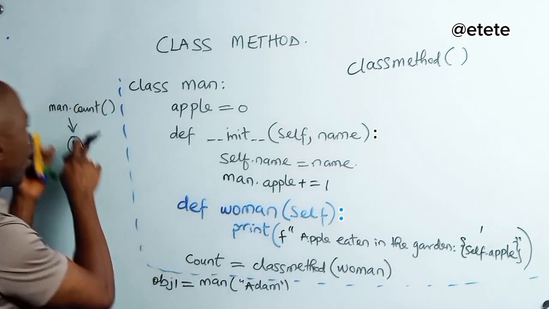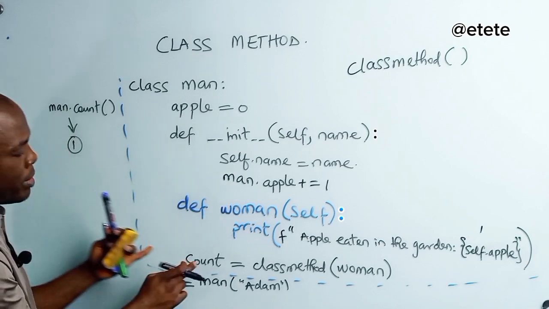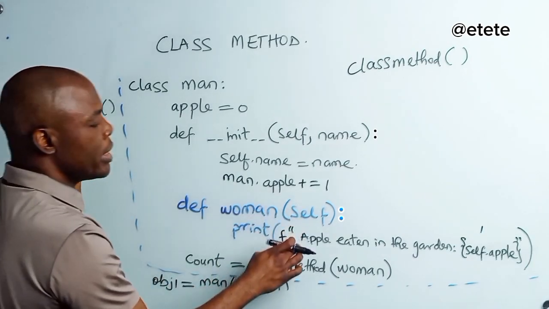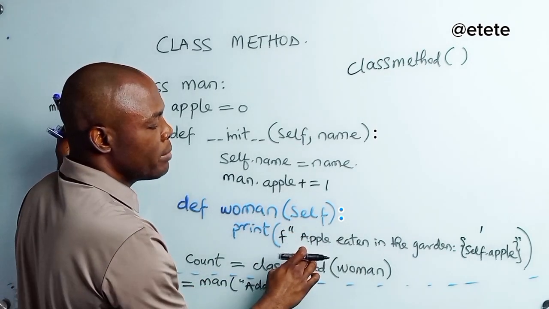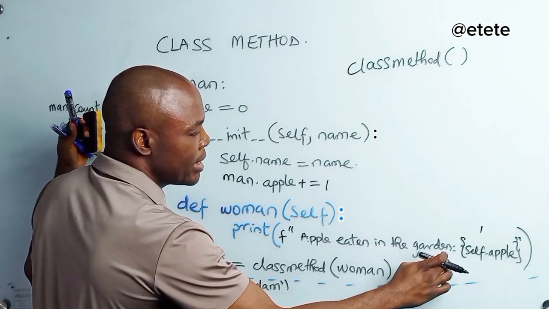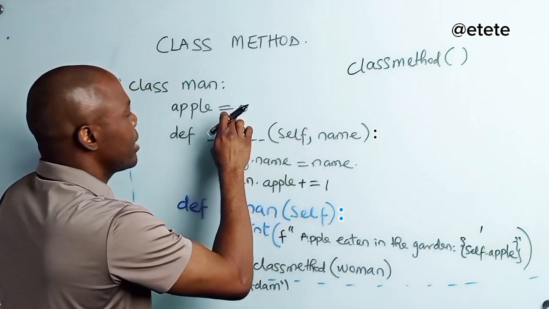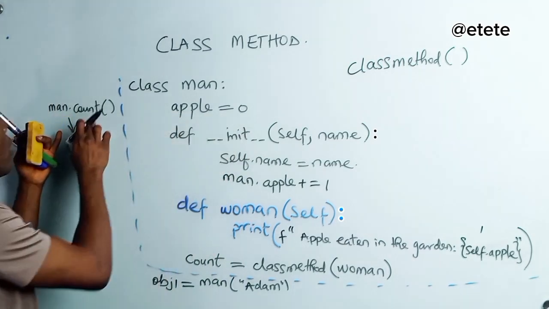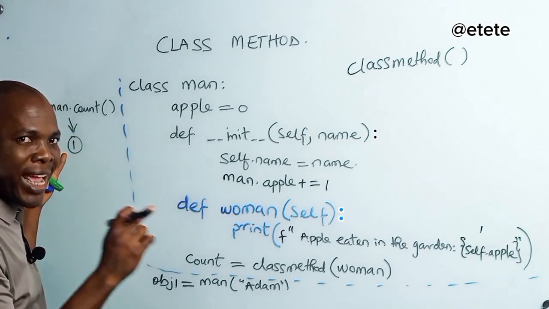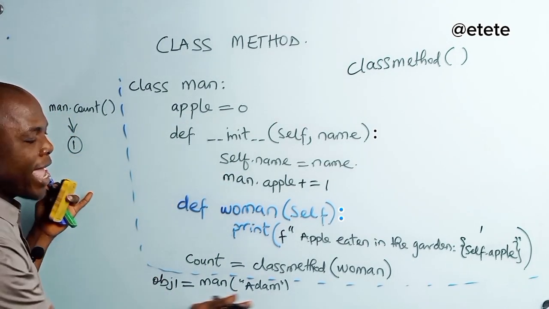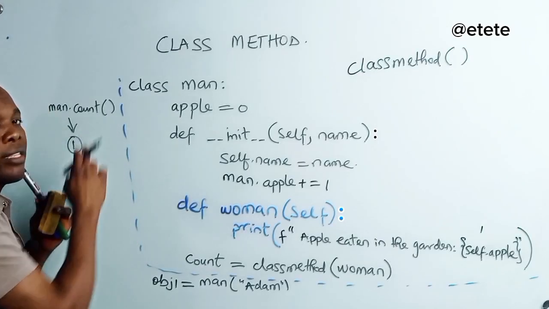Now, when I now call man.count, meaning I'm calling this, it will simply go in here and print out what is inside this place, which will be apple eaten in the garden, then self.apple, which is accessing the apple that has been incremented by 1. So this one will print out 1. But the first one that I did, when I called before I created this object, will print out 0.